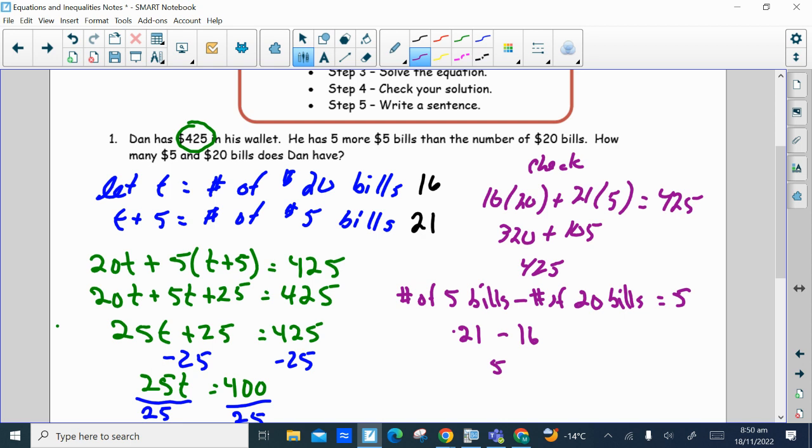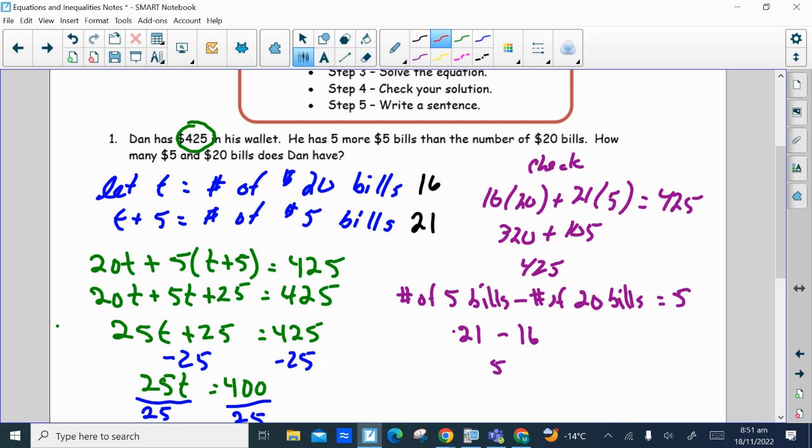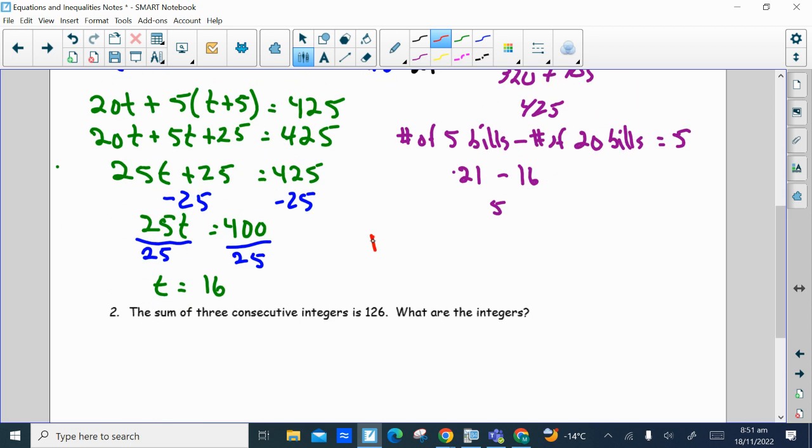Both scenarios are satisfied. So we know our answer is correct, and we would write a statement that Dan has $21 $5 bills and 16 $20 bills.